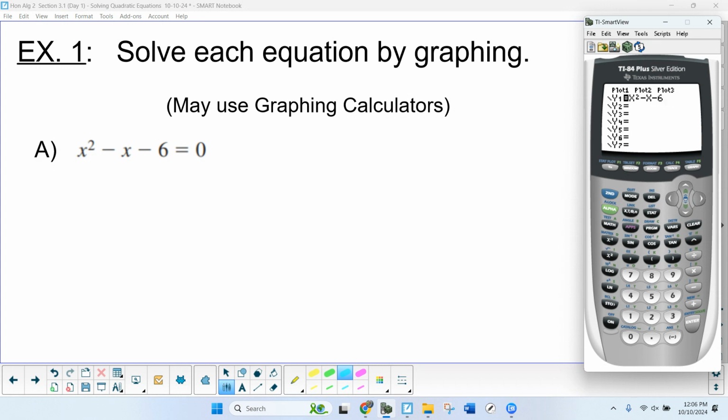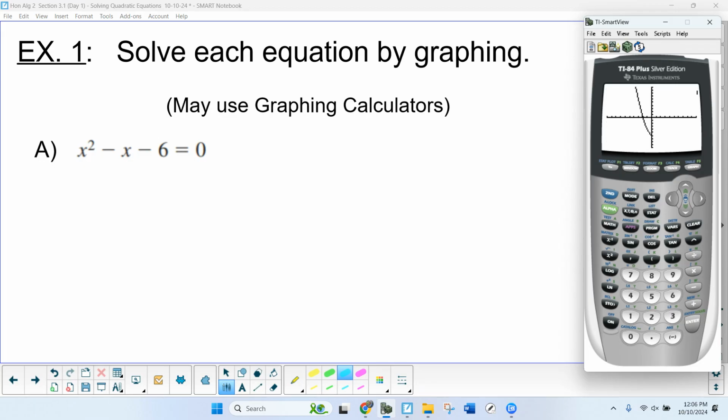Catty corner from the second function. Now, if I just press graph, who knows what my last window was? The last time we did that statistics problem. So how do I graph just functions? Zoom. Which one? 6, which is standard.